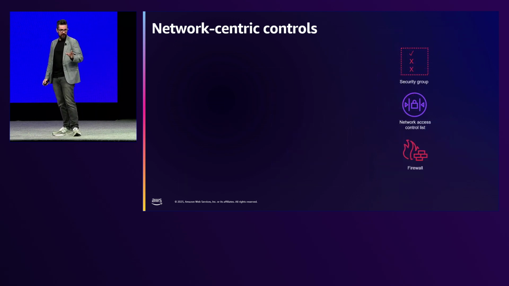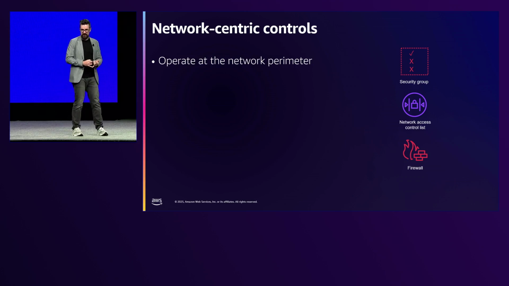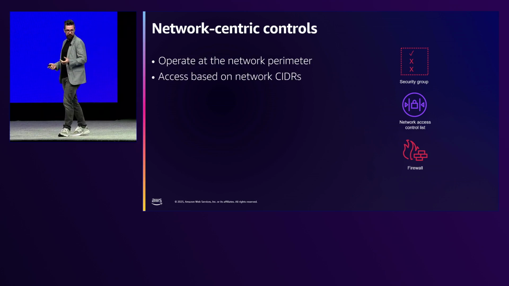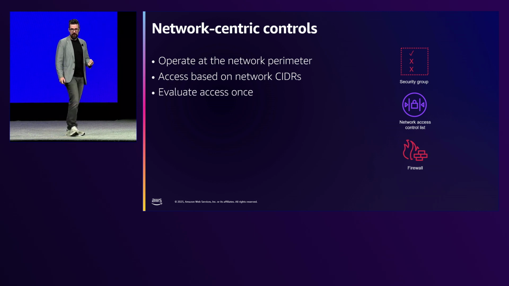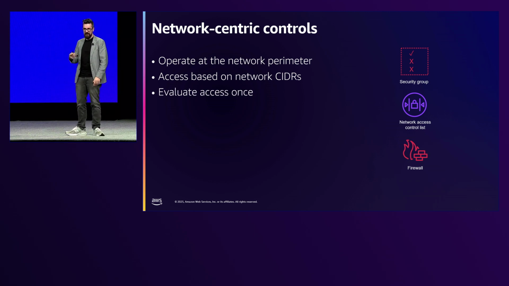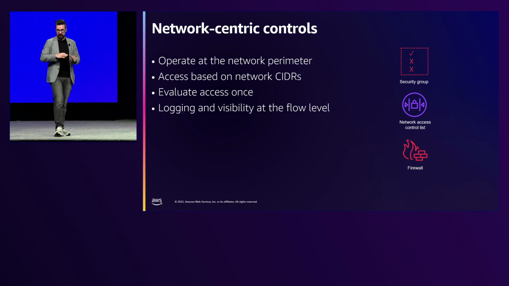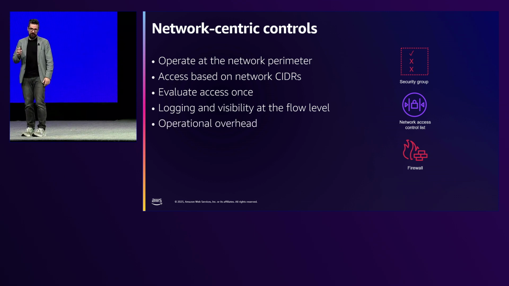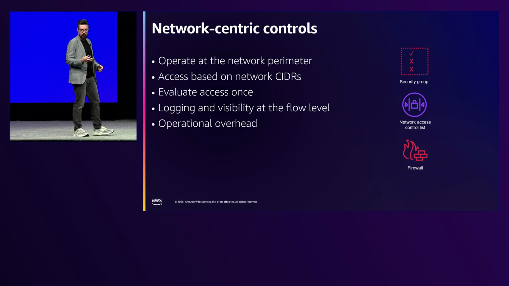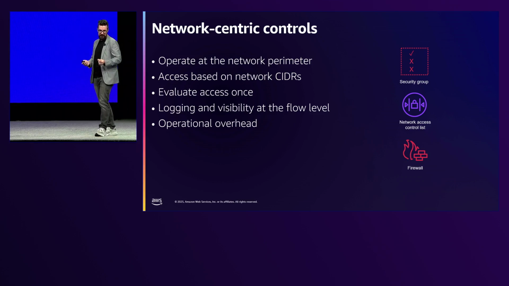Because from here, we realize that we're working with just network-centric controls. They're operating at a network perimeter, and that can be at the VPC edge, that can be at the internet edge, etc. Our access is based on network CIDRs because, for the most part, my IP address is my identity. We're evaluating access once through authentication until that session timeout occurs. From a flow perspective, we only are going to get visibility at the flow level. We don't have visibility into what's happening at the application layer a lot of times. And finally, there's that operational overhead I mentioned earlier where, as a firewall administrator, you now have to be responsible for making sure that everything that goes through is actually allowed.